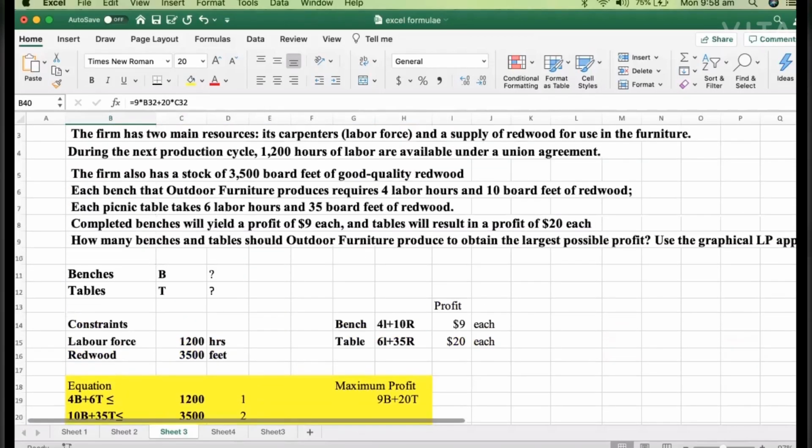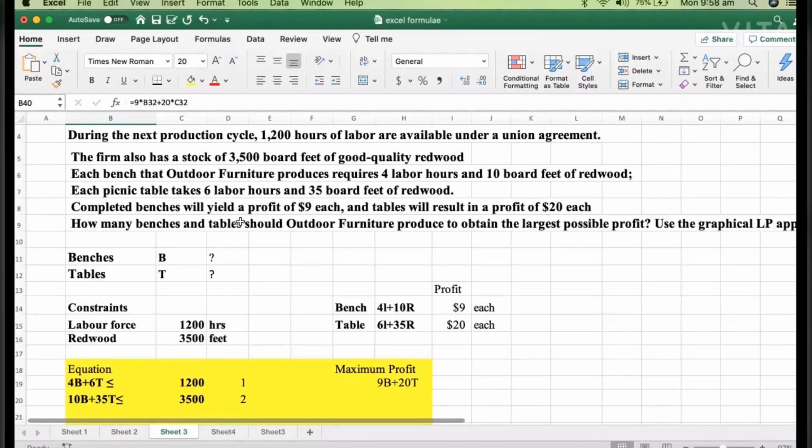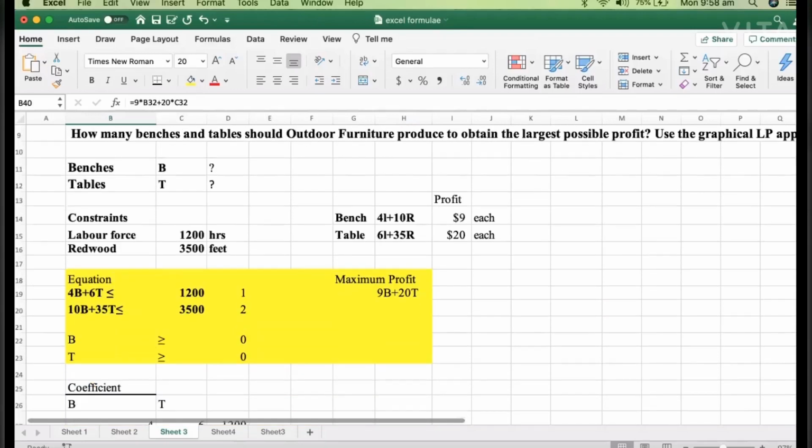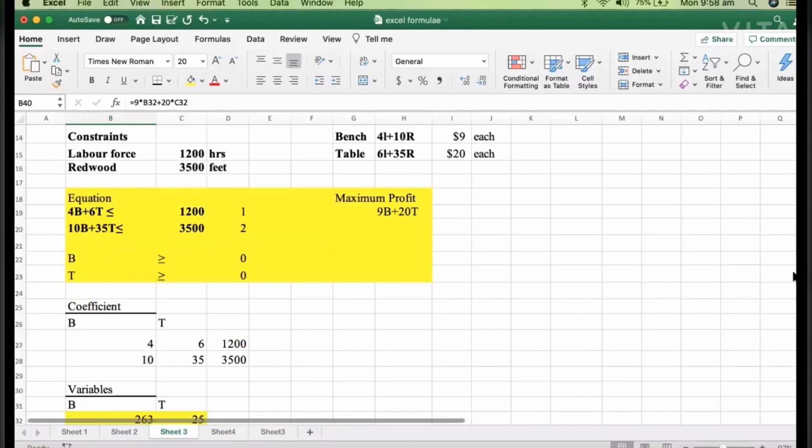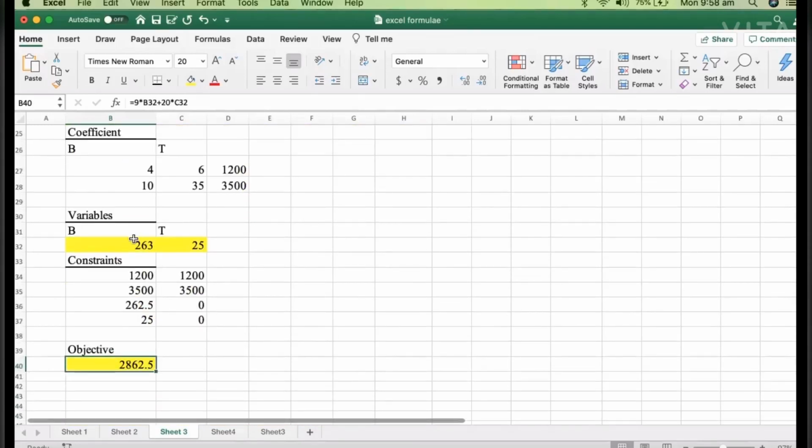They are also asking for this one: how many benches and tables should outdoor furniture produce to obtain the largest maximum profit or possible profit? So the answer is the manufacturing furniture corporation should manufacture 263 benches and 25 tables for having a maximum profit that is 2862.5.